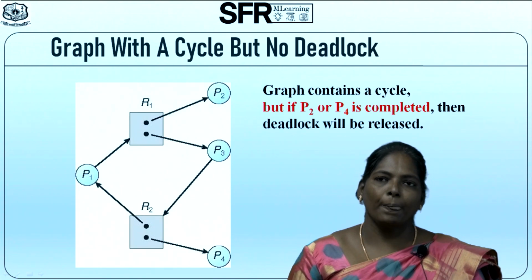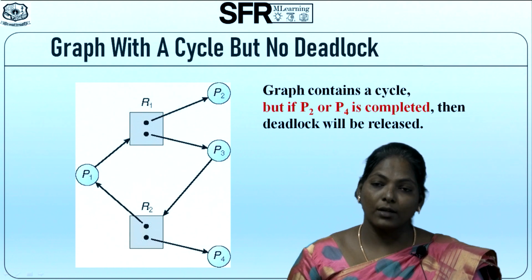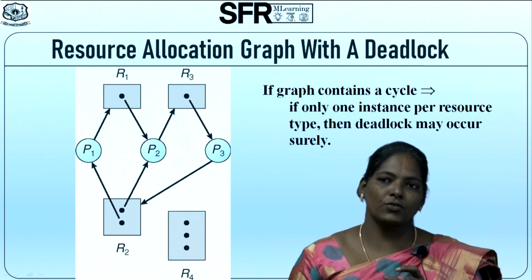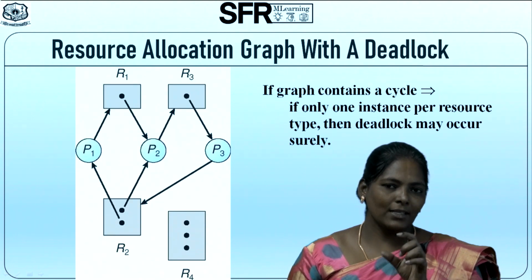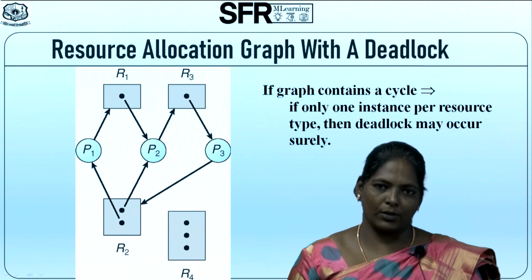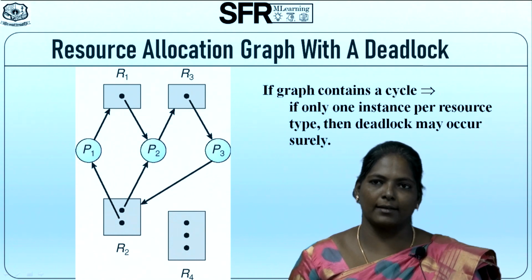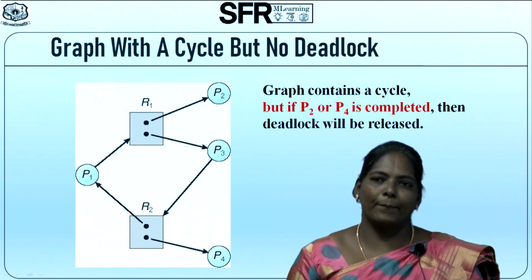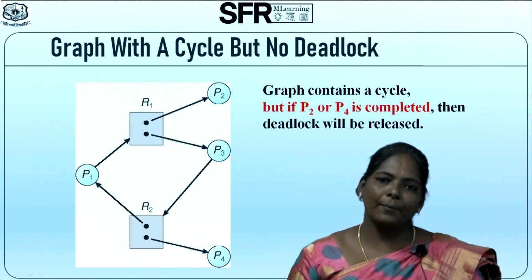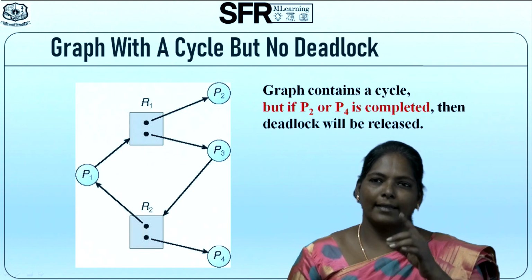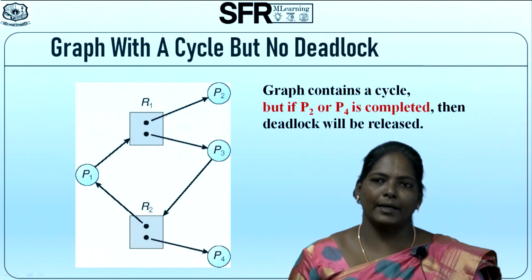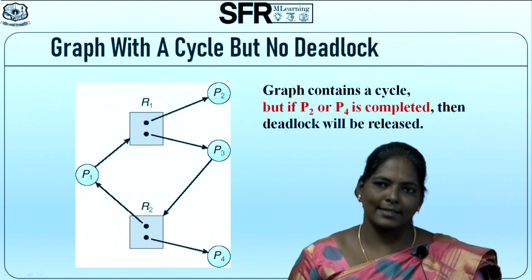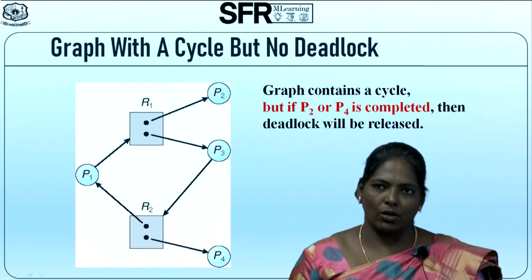But also, when there is only one instance of a particular resource, then deadlock will surely occur. But look at this image, here a cycle has occurred, but the deadlock may be released whenever the process P2 or P4 completes its task and releases the instance. At that moment there is no deadlock situation.